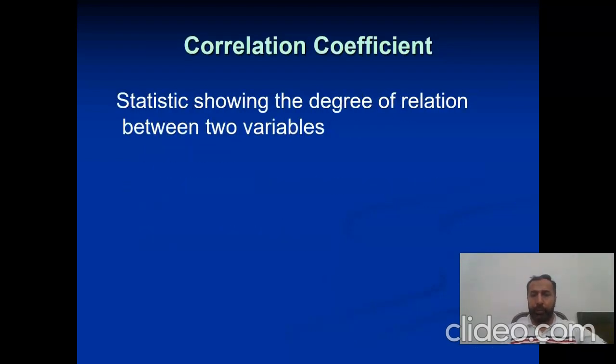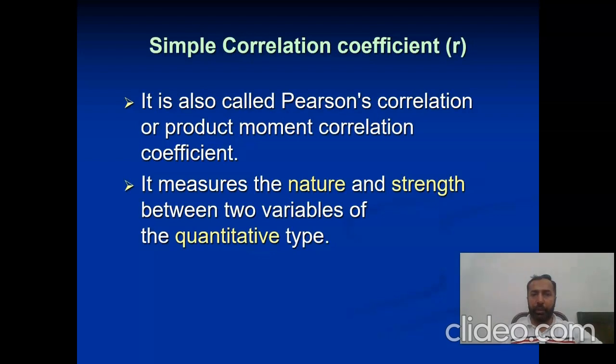Correlation coefficient is a statistic which shows the degree of relationship between two variables. It is also called Pearson correlation or product moment correlation. It measures the nature and strength between two variables of the quantitative type. If the variables are of qualitative type, then we cannot use the Pearson correlation.